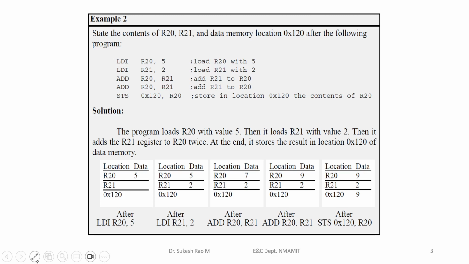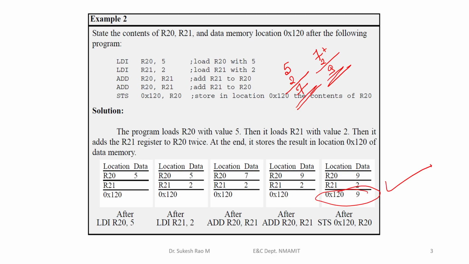So we will be adding here the numbers. What we have here is 5 and 2. I'm adding 5 with R21, that means 5 plus 2 is 7, correct? So obviously R20 will have 7, then 7 plus again 2 will be 9. So R20 will have 9, and that 9 is stored to 120. So I should get this answer, correct? This is how the execution is done.